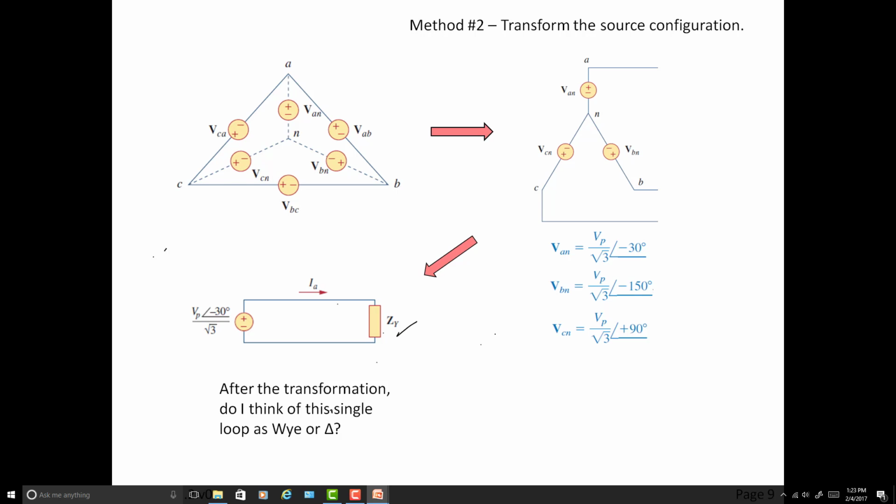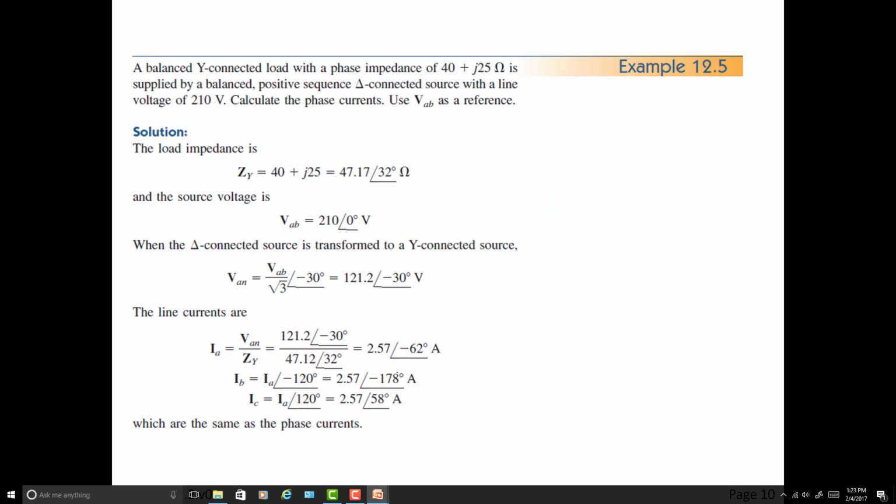So after the transformation, I'm sort of left wondering, this was my own thought, was this a single Y or a single delta? What did I really do here? I ended up with a single loop. So however you want to view it, it's a Y because we made a delta to Y transformation in the source, but it just made things very simple.